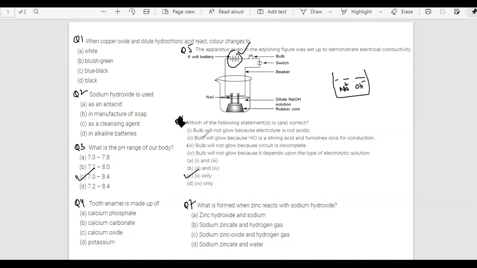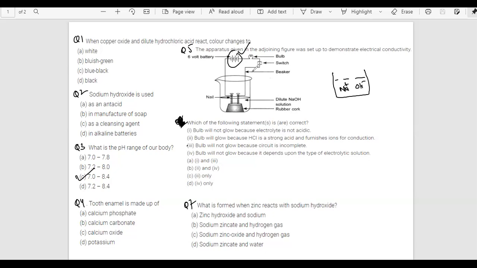And this one is written here that the bulb glows because HCl is a strong acid and furnishes ions for conduction. Yes, HCl is a strong acid, but here we have taken NaOH, not HCl. HCl is not present in this solution, but they are talking about HCl in the option, as if we had added HCl to the solution, but there is no HCl in the solution. So actually this is a mistake in the question.